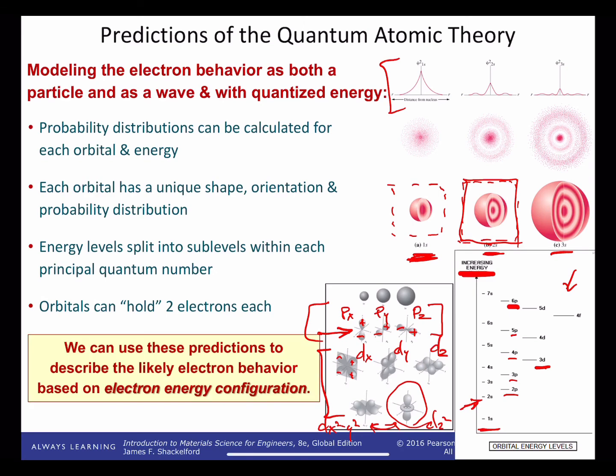So we can use these predictions to describe the likely electron behavior based on electron energy and the configuration. Okay.